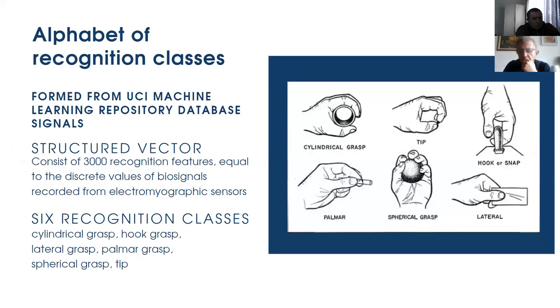Recognition classes are represented by matrices formed from signals of the UCI machine learning repository database. The structured vector realization of a class consists of 3,000 recognition features equal to discrete values from raw signals recorded from electromyographic sensors. It's important to mention that several gestures are performed by a similar muscle group and may highly intersect.